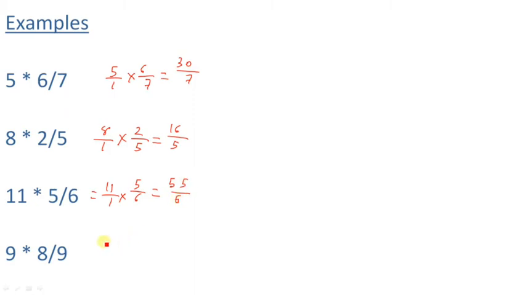Okay. Similarly, 9 into 8 by 9. We can write 9 as 9 by 1 into 8 by 9. Now 9 into 8 is 72. So the answer will be 72 divided by 9.